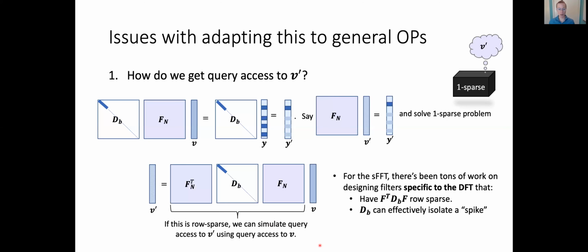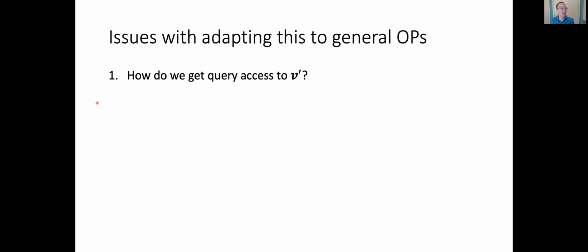So for the sparse FFT, there's been tons of work on designing filters that are specific to the Fourier transform that do this. So in particular, this matrix is row sparse, and this filter db can sort of effectively isolate a spike. So the main challenge that we're facing in this work is we need to design a filter that works for all orthogonal polynomial transforms. And that's what we do. And I think that's probably the main sort of new conceptual contribution of this work, is coming up with such a filter. Okay, so that's the first issue in adapting this to general OPs.